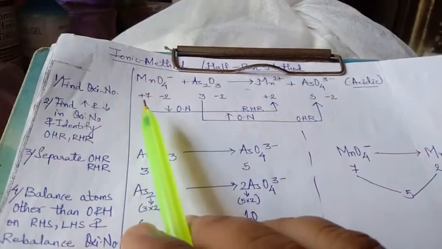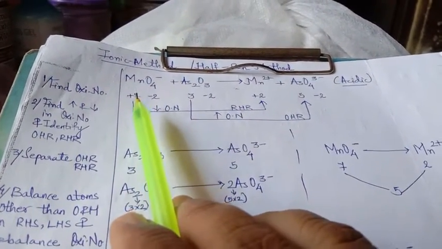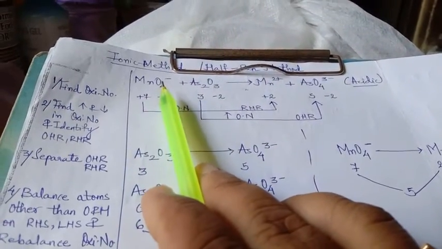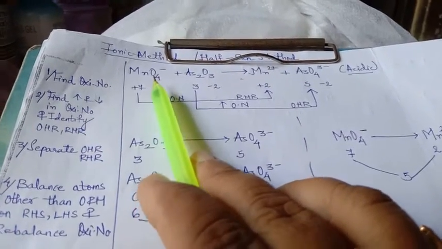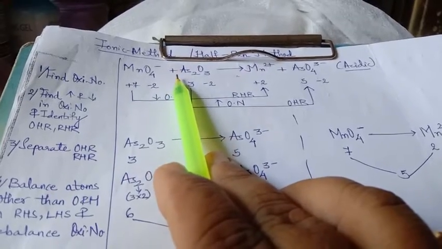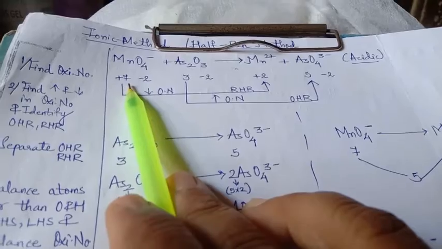The very first step is to calculate the oxidation number. I hope you would have understood now how to calculate, right? Oxygen we know it is minus 2, so 4 2s are 8, minus 8. When I take it on the other side it will be minus 1 plus 8, so 8 minus 1 it will be 7. Mn oxidation number is 7.